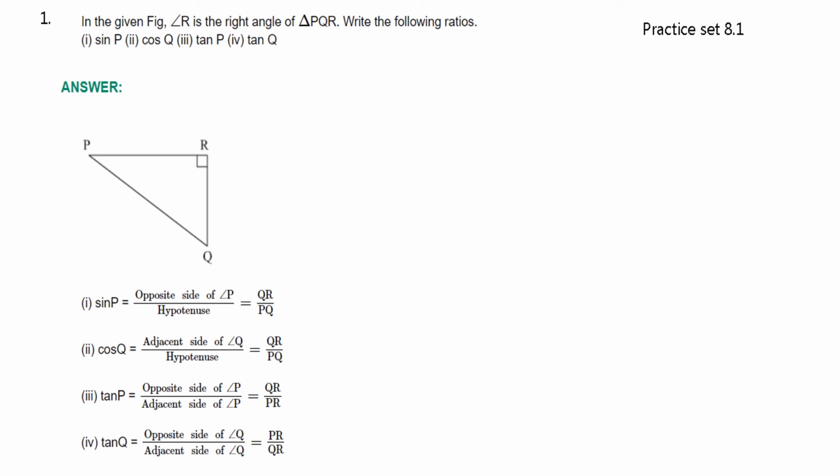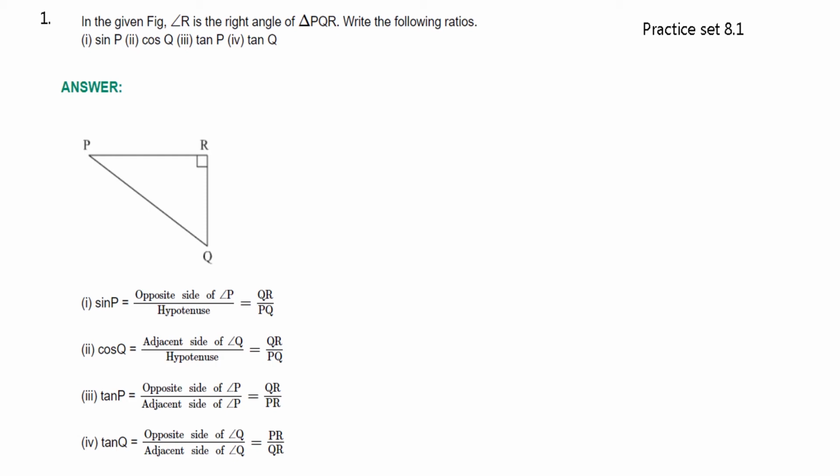Now coming to practice set 8.1. In the given figure, angle R is the right angle of triangle PQR. Write the following ratios. First one, sin P. Opposite side of angle P upon hypotenuse. In the figure we can see, for the angle P, what is the opposite side? It is QR. Hypotenuse is PQ. So sin P is equal to QR upon PQ.